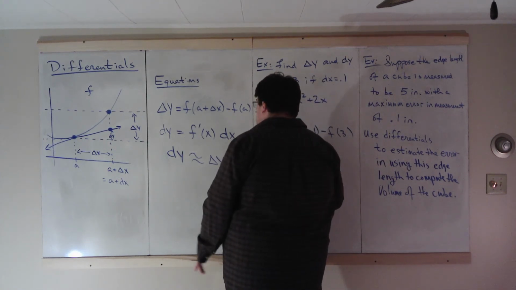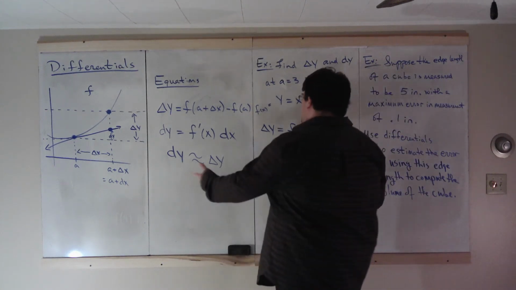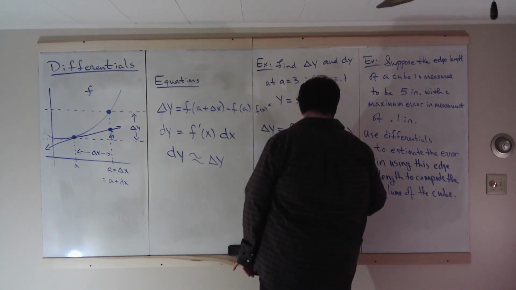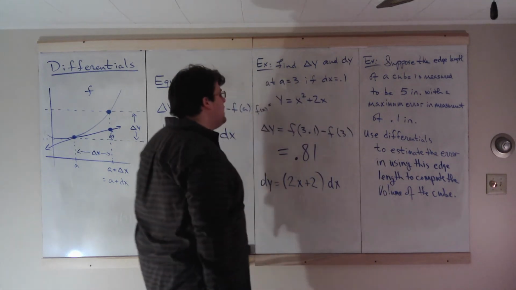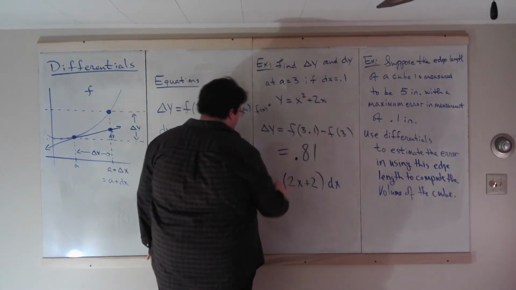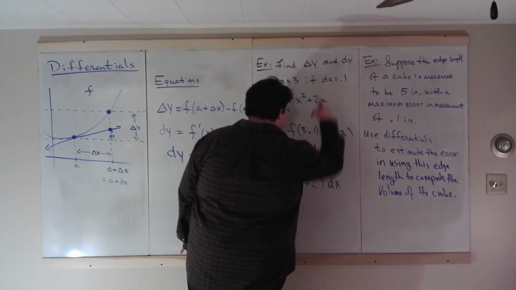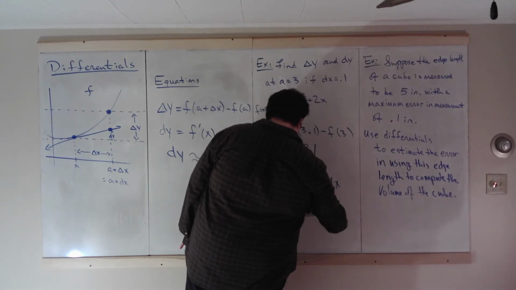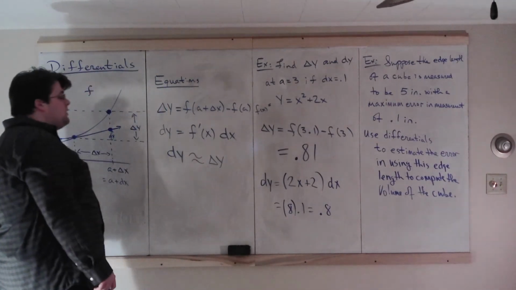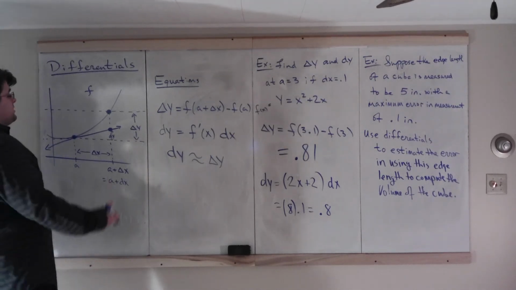Well, dy we can do the computation for dy. dy is f prime of x dx. What's f prime of x? 2x plus 2. What's dx? Well, I'll just write it like this: 2x plus 2 times dx. We're evaluating at x equals 3. So we have 2 times 3 plus 2, which is 8, times dx, which is 0.1. So we get 8/10, also known as 0.8. So you can see dy does give a pretty good approximation for delta y.